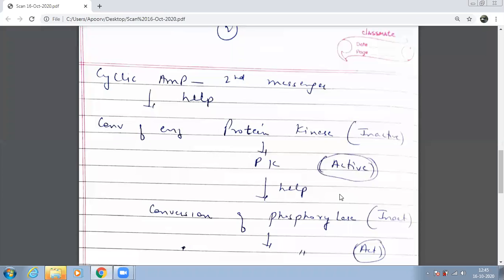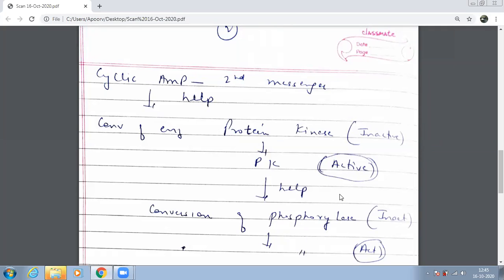We talked about the first messenger. Who was the first messenger? Hormone. Yes. Now we are going to talk about the second messenger. This cyclic AMP is going to act as the second messenger. Where did the cyclic AMP come from? Breaking of ATP. And this breakdown of ATP was caused because of which enzyme? Adenyl cyclase. Very good.